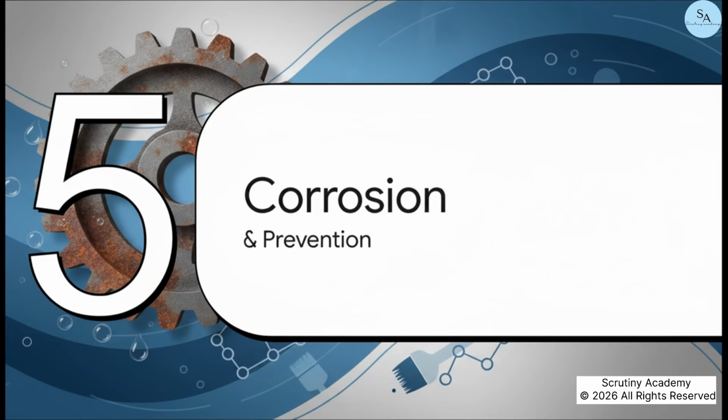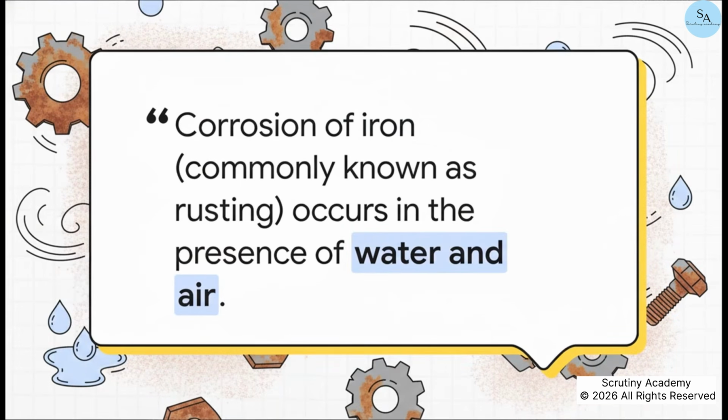So, we did it. We extracted and purified our metal. But the story isn't quite over. See, nature wants to turn that shiny metal back into a compound. We have to protect it. Let's talk about corrosion. The number one example of corrosion is, of course, the rusting of iron.